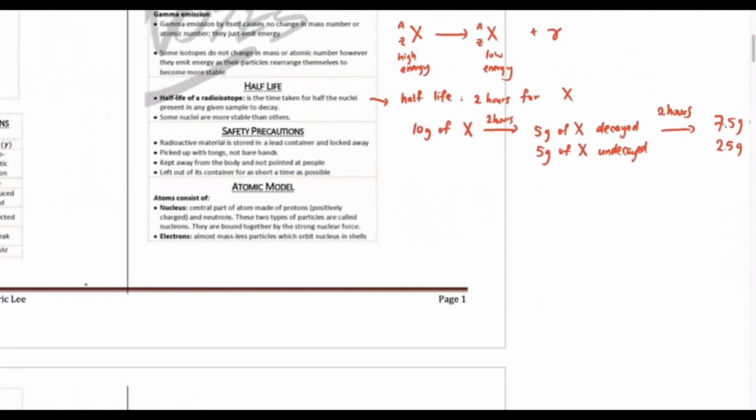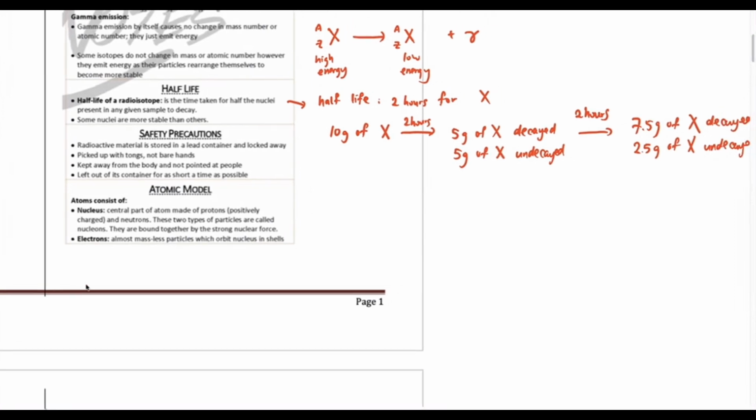Okay, so we have done half-life. I think you get the idea already. Now let's see the safety precautions over here. Radioactive material is stored in a lead container and locked away. Pick up with tongs, not bare hands. So don't use hands to take the radioactive material. So you have to take it by using tongs.